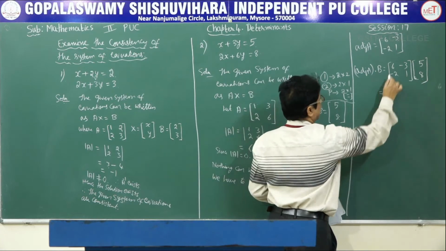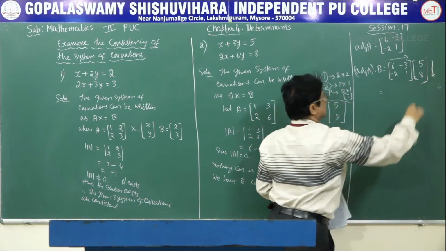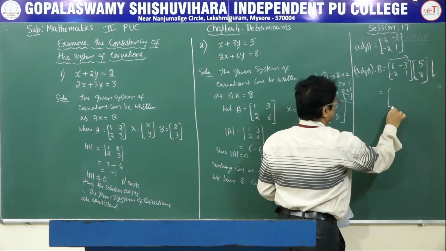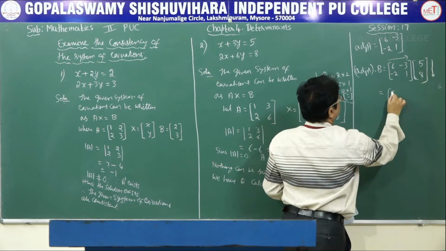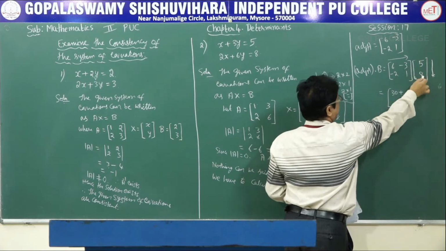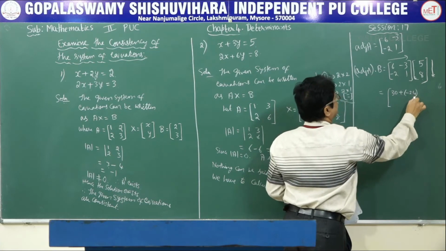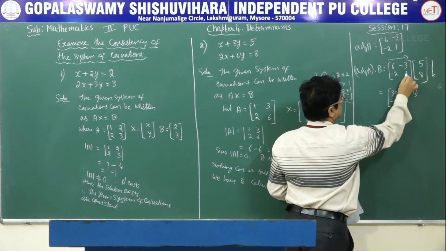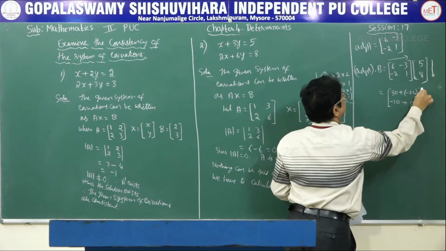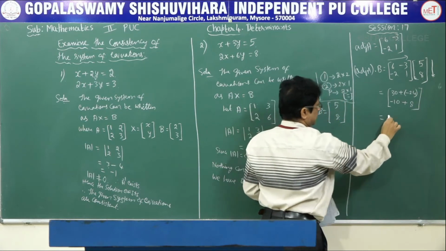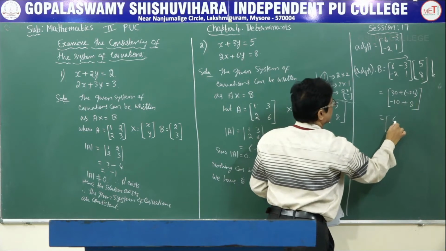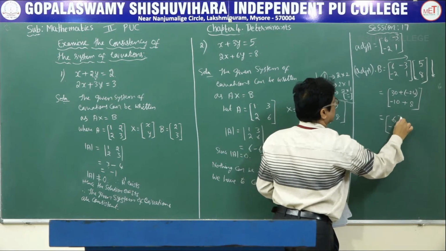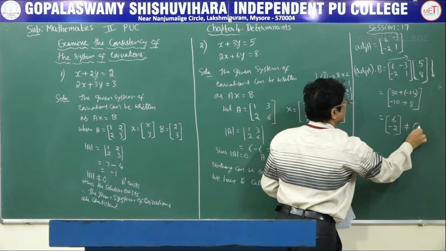So let us find the product of these two matrices, that is row into column. 6 into 5, 30 plus -3 into 8, -24, -2 into 5, -10 plus 1 into 8, 8. So that will be equal to 30 minus 24, 6, -10 plus 8 is -2, which is not a null matrix.